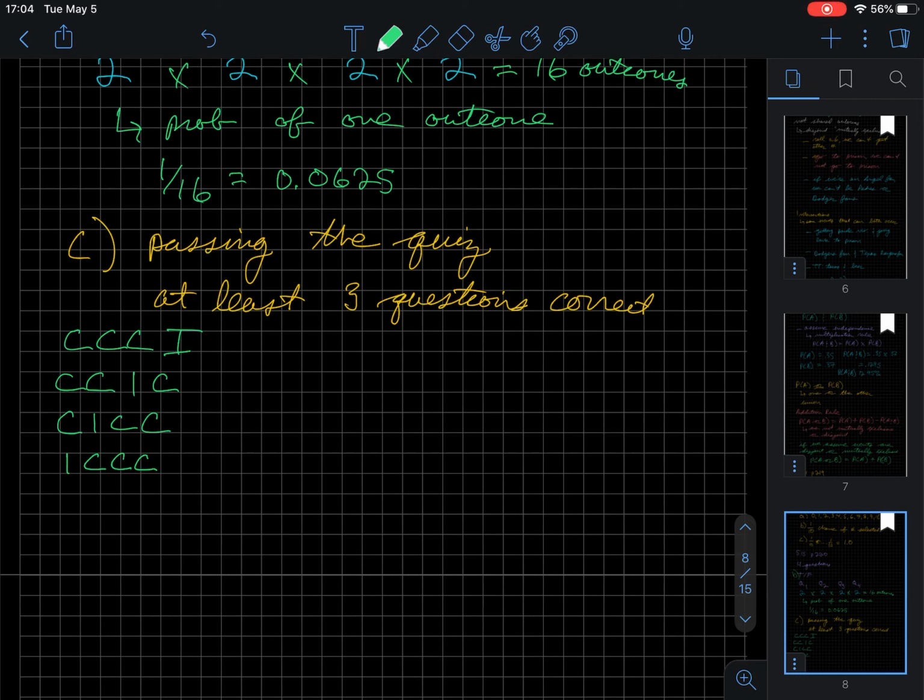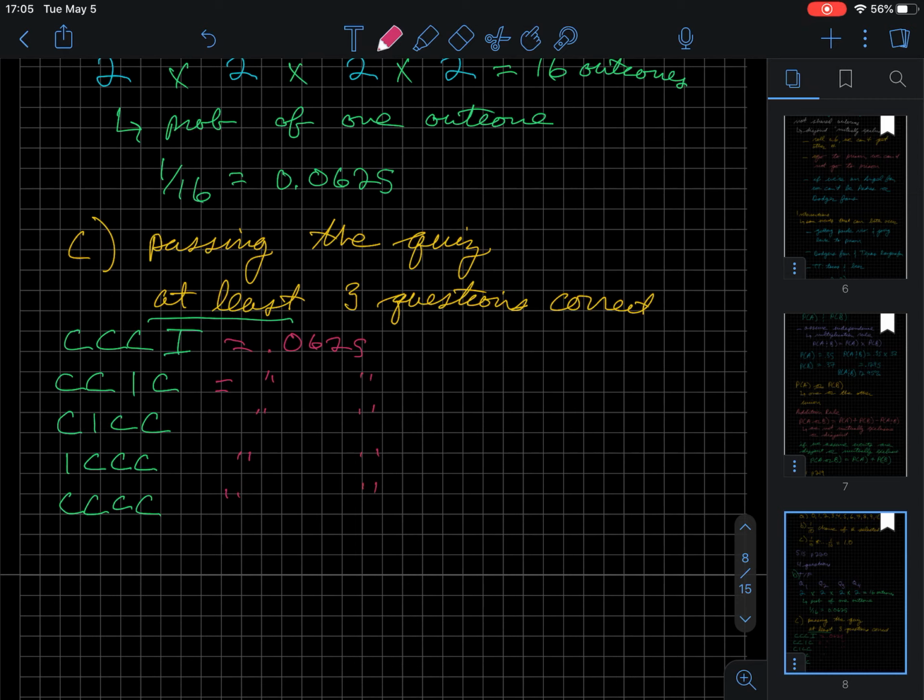And then since it's at least 3, we also know that there is all correct, correct, correct, correct, correct. And so the probability of each one of these happening, we already know these are 16 outcomes. We know the probability of this occurring is 0.0625. The same is true for this one, it is equally likely. So is this one, and so is this one, and so is this one.